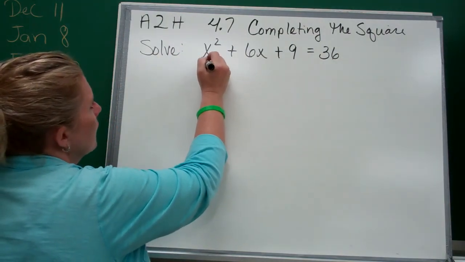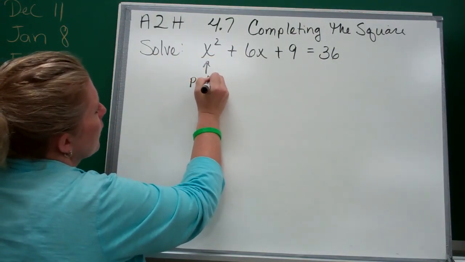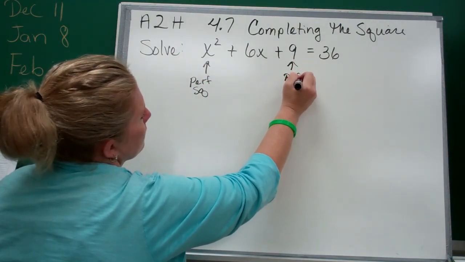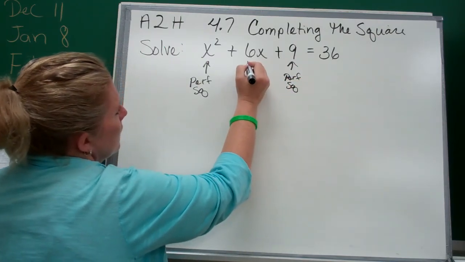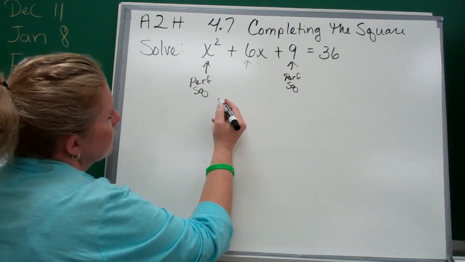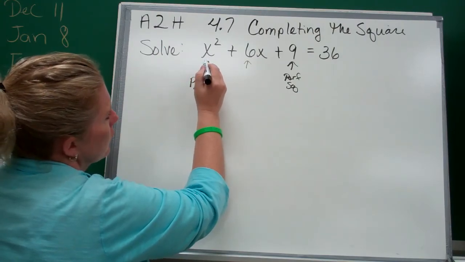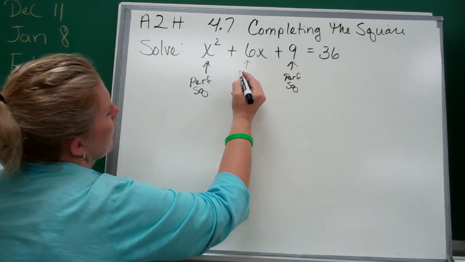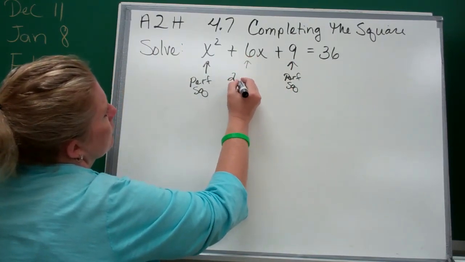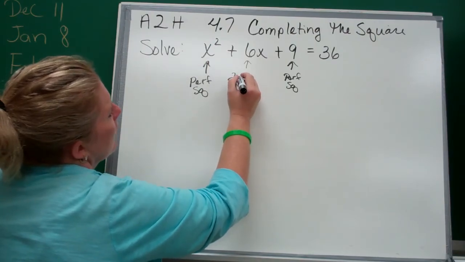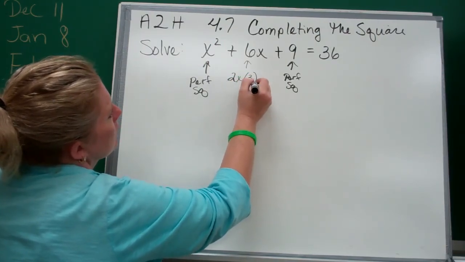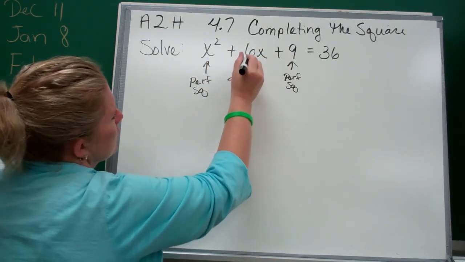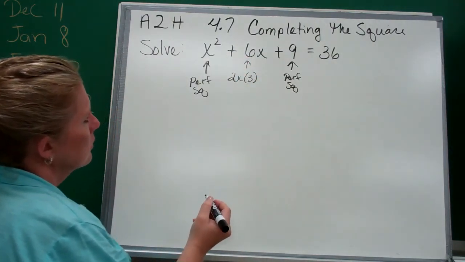Well, the first term is going to be a perfect square. The last term is going to be a perfect square. And then the middle term is going to be the square root of the first term times the square root of the last term, times 2. So 2 times x times 3. The square root of 9 is 3. The square root of x squared is x, times 2. That's going to be your middle term.